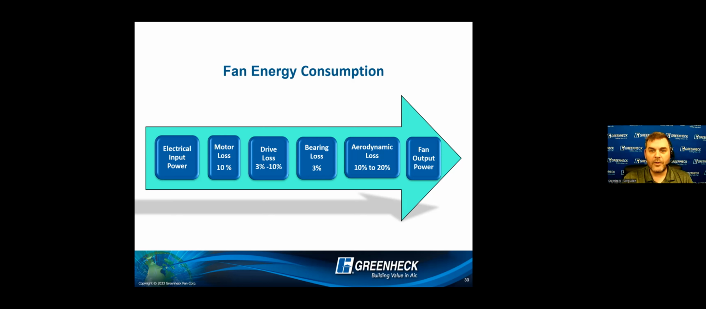What goes into wire-to-air, and just kind of circle this quick: motor losses, drive losses, bearing losses, aerodynamic losses. It looks at all of it because it's wire-to-air. So I'm actually a big proponent of the FEI number. I think it's a great comparison of, let's say you're looking at two different fans or two different size fans.